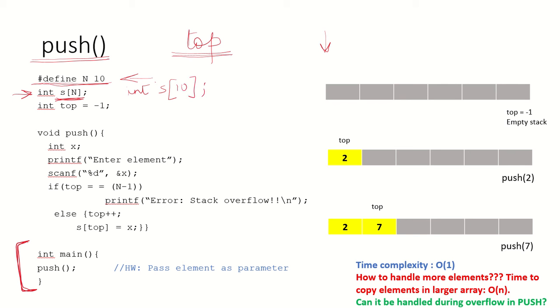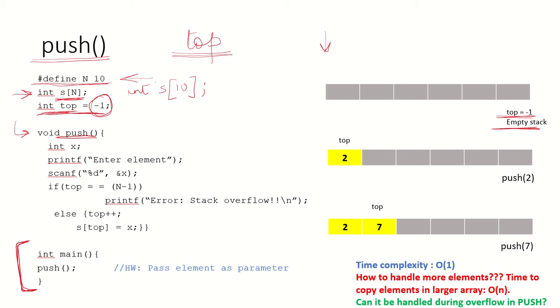Here I am assuming that the number of elements that I want to put in the stack are not going to exceed 10. We also have a global variable over here, which is the top variable, and this is currently -1, which indicates that the stack is empty. So if the stack is empty, the top variable would be -1. Now let's see how we can implement the push function.